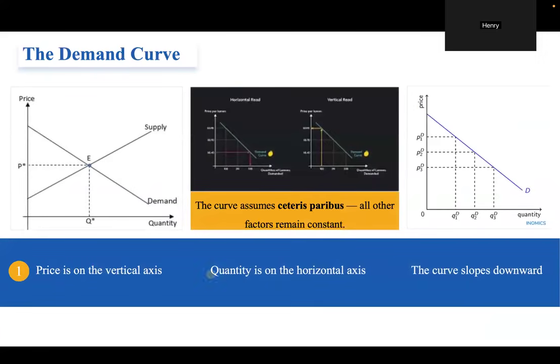Let's now look at the demand curve itself. There are three key features. Price is on the vertical axis, quantity demanded is on the horizontal axis, and the curve slopes downwards. This curve represents the relationship between price and quantity demanded. However, it is important to note one assumption: ceteris paribus, meaning all other factors are held constant. This is crucial because if other factors change, the entire demand curve shifts.